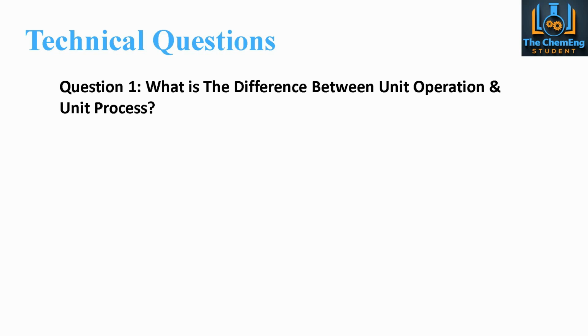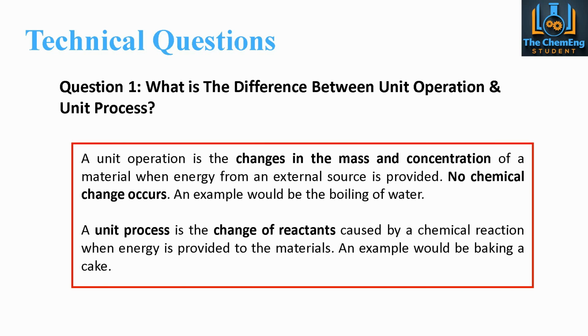Question number 1 is, what is the difference between a unit operation and a unit process? The type of answer you should give here is stating which one is which. A unit operation is simply a change in the mass or the concentration of a material when energy from an external source is provided, i.e. we provide energy, say in the form of heat or electricity, in order to change the mass or the concentration of a given species. The key thing here is that no chemical change will actually occur. An example would be the boiling of water, because we input the energy of heat and we change the mass of liquid water because we start to vaporize it.